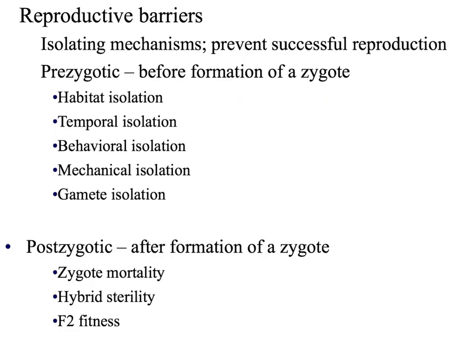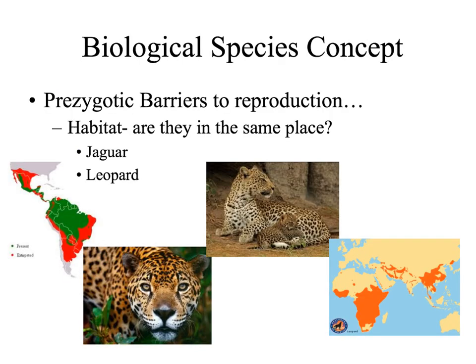The biological species concept focuses on reproductive barriers. These are isolation mechanisms. Reproductive barriers prevent successful reproduction in organisms. There are two types of reproductive barriers that we can investigate. Prezygotic barriers, ones that occur before the formation of the zygote during fertilization, and postzygotic barriers, which occur after the formation of the zygote. We're going to look at several types of both prezygotic and postzygotic barriers.